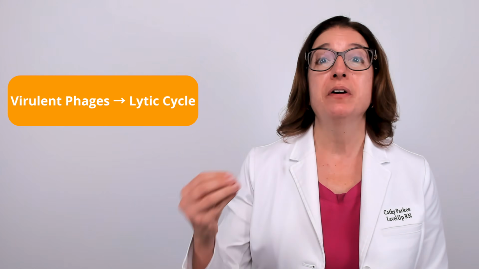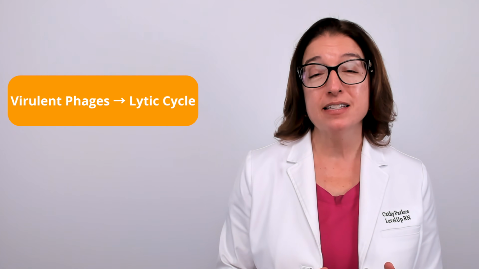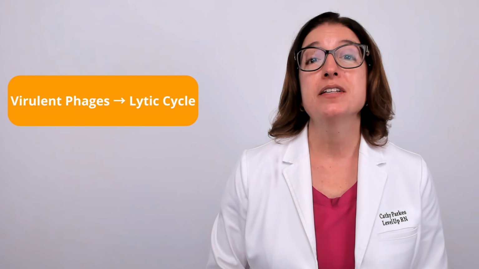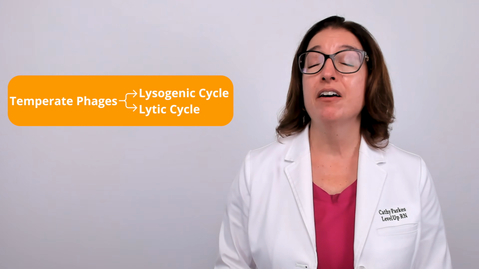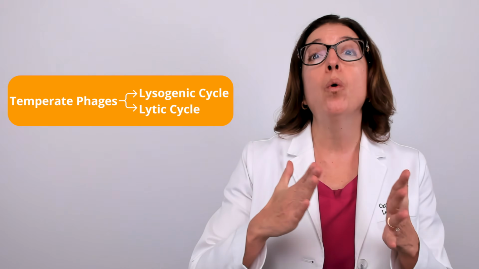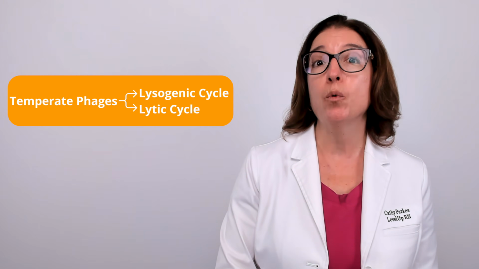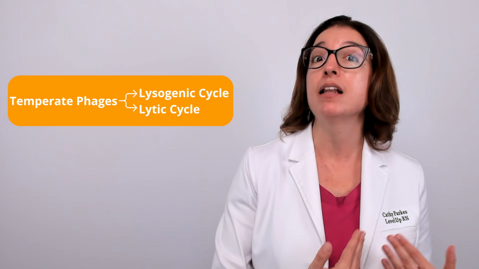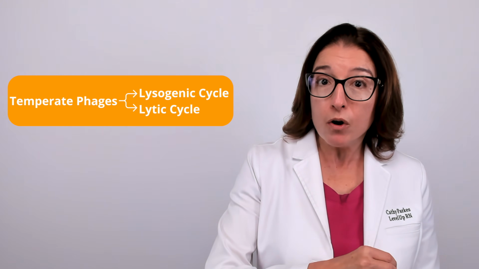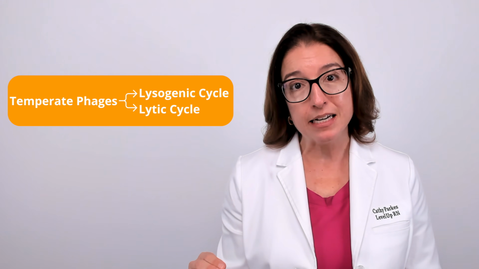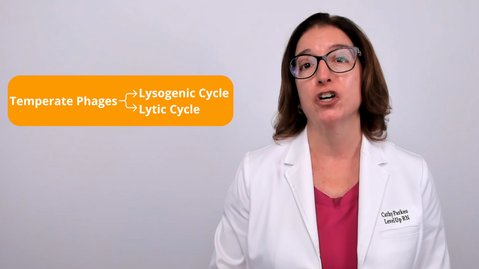One last thing I want to note is that virulent phages only undergo the lytic cycle. So this type of phage is going to enter the cell, take over the cell's machinery to replicate, and then cause cell death. Whereas a temperate phage can undergo the lysogenic cycle or the lytic cycle. So this type of phage can replicate without causing cell death via the lysogenic cycle, or it can switch over to the lytic cycle if an environmental stressor occurs.